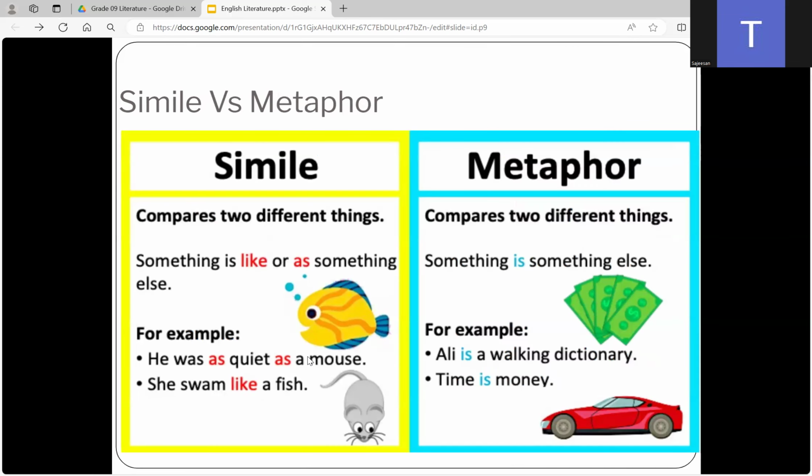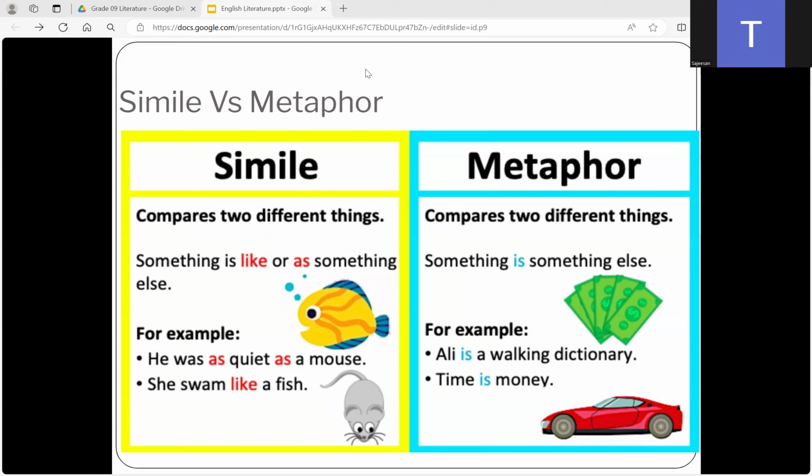Here you can see simile versus metaphor. Can you read these notes? Simile and metaphor. Simile compares two different things. Something is like or as something else. For example, he was as quiet as a mouse. She swam like a fish.